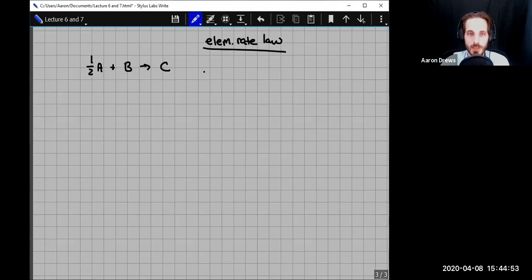If I wanted to write an elementary rate law for that, let's just assume that it's in terms of concentrations. We would write k C_A^(1/2) C_B^1. That is an elementary rate. Oh, I'm sorry. I think maybe the question was, do the powers change? The powers are always positive in here, right? So you take this 1/2 and you put it up here in the power as a plus. You don't switch its sign.